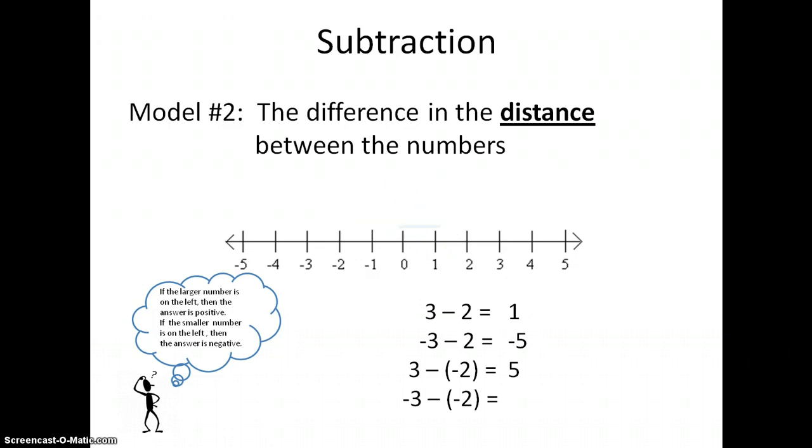In the final example, we'll start with -3. We want to know the difference in the distance between -3 and -2. So we look at those two numbers, and because -3 is smaller than -2, it is a negative answer, and the distance is -1.